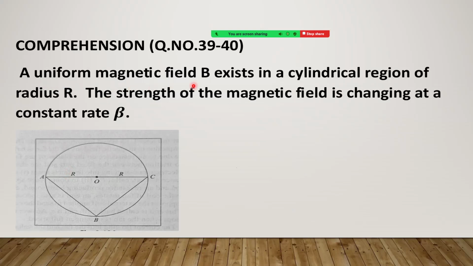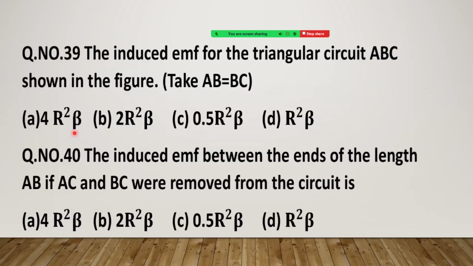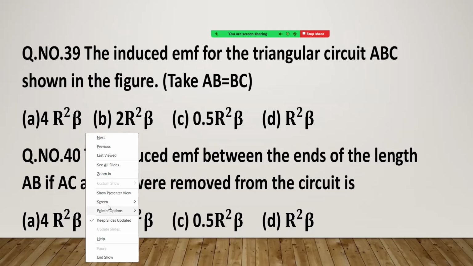A uniform magnetic field exists in a cylindrical region of radius R. The strength of the magnetic field is changing at a constant rate beta. See the first question in that: the induced EMF for the triangular circuit ABC shown in the figure, with the condition given AB equal to BC. Let us see how to start.